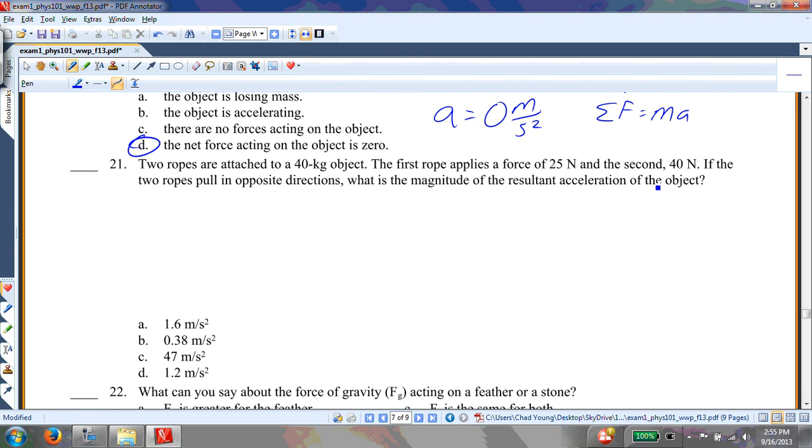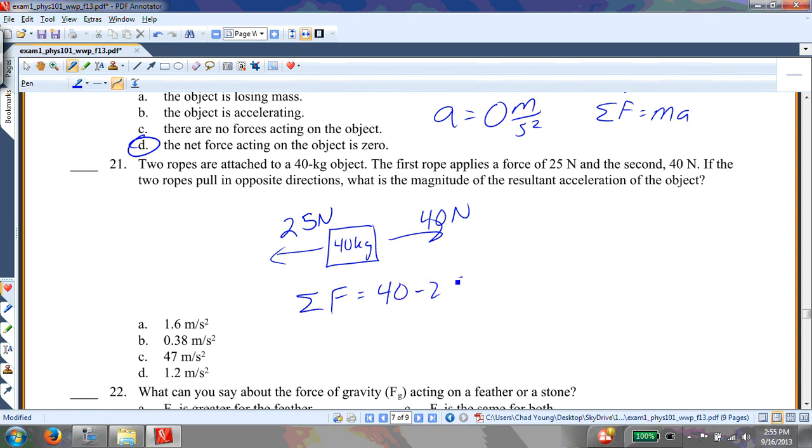Two ropes are attached to a 40-kilogram object. The first applies 25, the second 40. If the ropes are pulled in opposite directions, what is the magnitude? So I have this block, and I have these two forces. This is 40 kilograms. One's 40 newtons, one's 25 newtons. So the net force is 40 minus 25, which is 15 newtons. And now I want to know the acceleration.